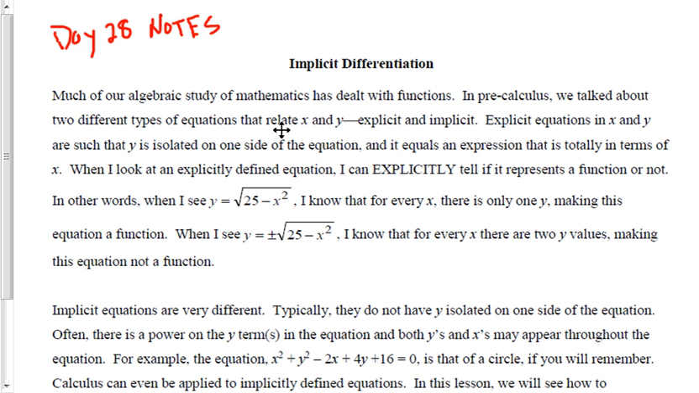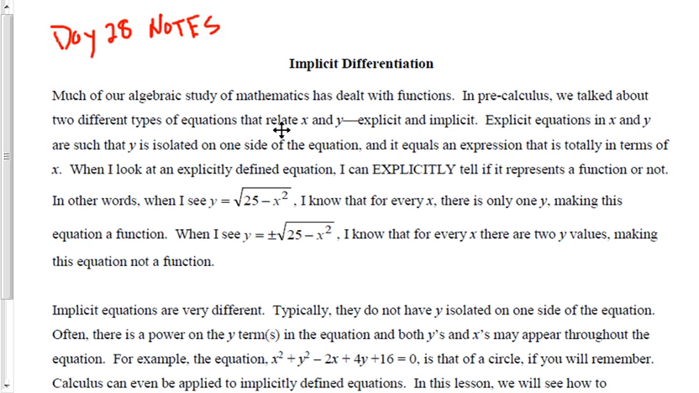And it equals an expression that is totally in terms of x. So y equals, and y is on one side all by itself, and then x and other numbers are on the other side. So when we see that, I can explicitly tell if it represents a function or not. So in other words, when I see y equals the square root of 25 minus x squared, I know that for every x, there's only one y, making this equation a function.